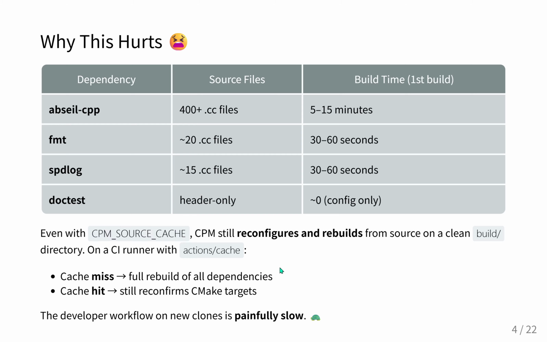Well, the source code itself might be cached, meaning you don't have to re-download all the text files from GitHub. Okay. But when you have a clean build directory, CPM still has to process the entire CMake configuration. It has to generate the build system, reconfigure everything, and reconfirm all the compiler targets. Ah, I see. Yeah, it creates what the presentation calls the works-on-my-machine trap. A developer with a warm cache and an existing build tree on their primary workstation thinks everything is lightning fast.